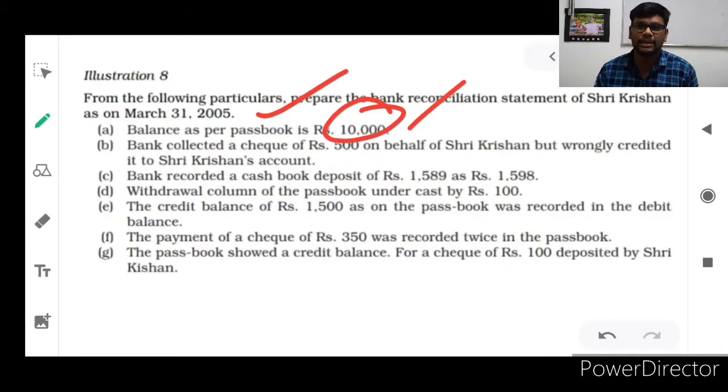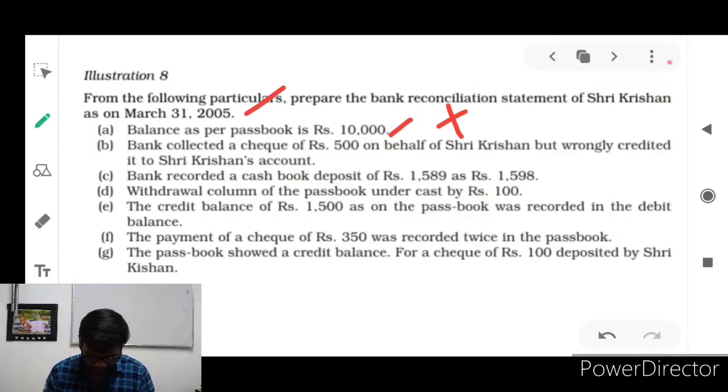Credit balance means available balance. So we are having a plus balance, called favor balance, in our organization. Whenever we want, we can withdraw that money from the bank account, so it is available balance. That is the credit balance as per cash book, isn't it? Since it is favorable, we will write it with a plus sign. Next, B.